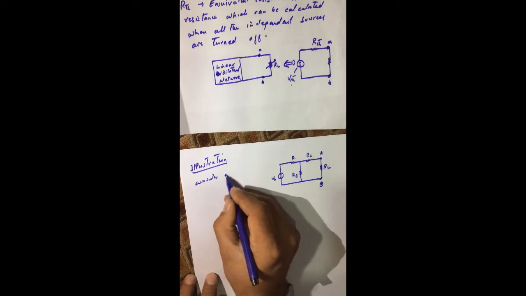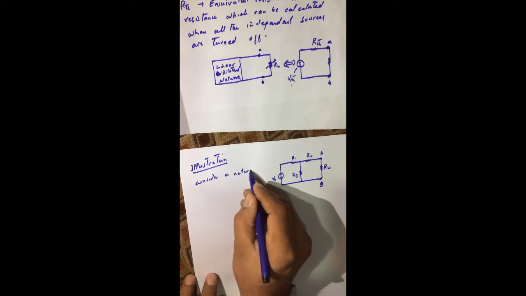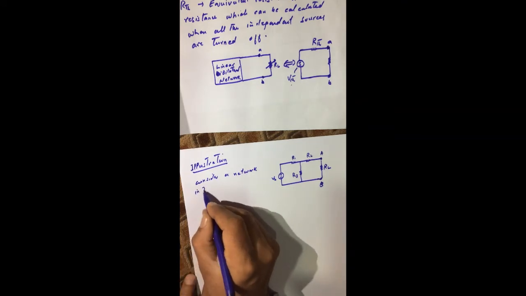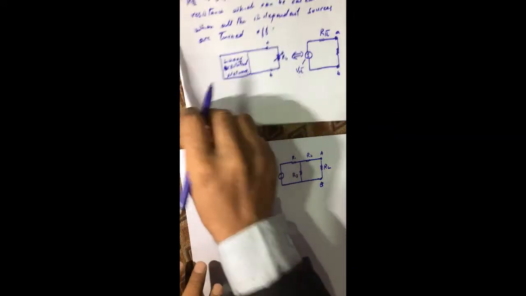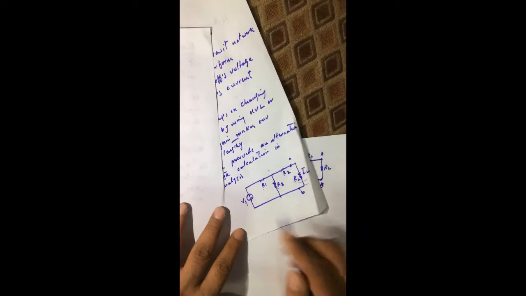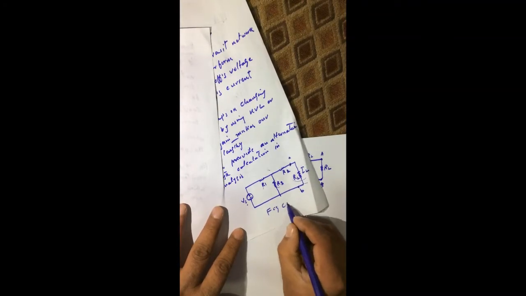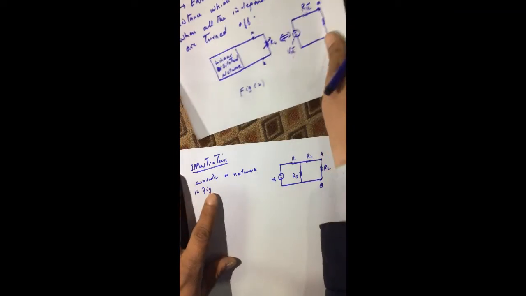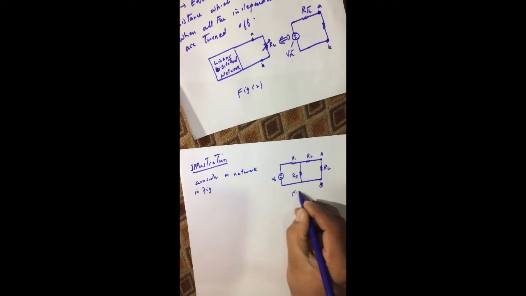Now consider a network in figure. So if this is figure 1, then this will be figure 2, so this will be figure 3. Given in this figure 3.